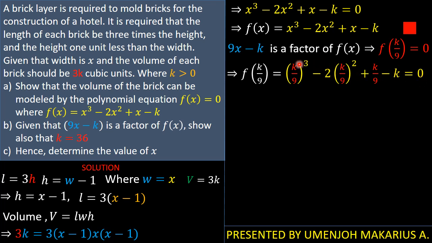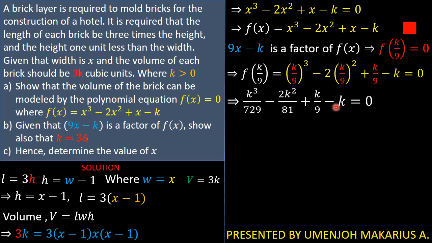Good. So friends, now if we expand the cubes, k cube over 9 cube, 9 cube is simply going to be 729, right? If we expand all the cubes and the squares, we are definitely just going to have k cube over 729 minus 2k squared over 81, because 9 squared is 81. Then we have k over 9 minus k, that is equal to 0.